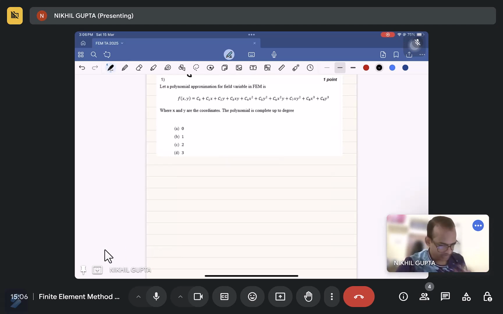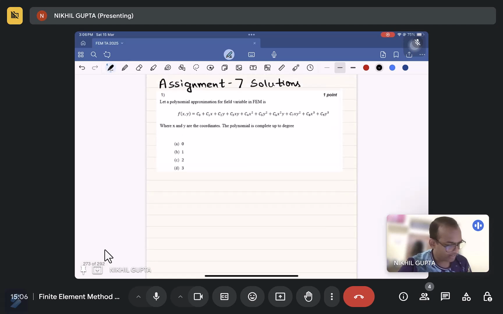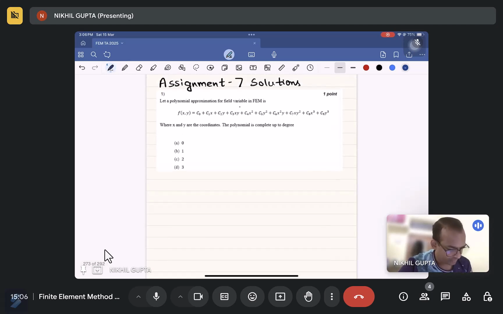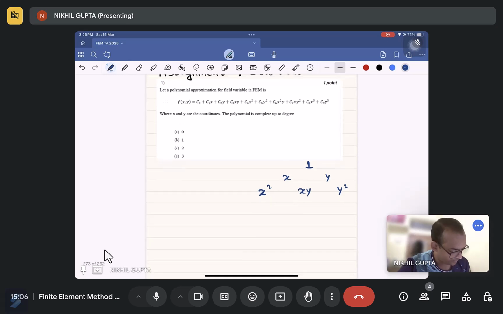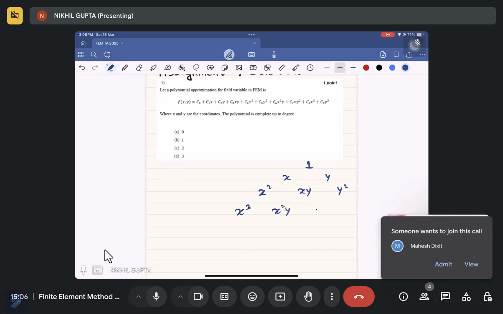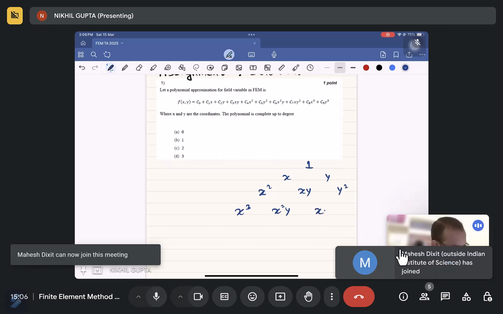It says, let a polynomial approximation for the field variable in FEM be this. How do we have to solve it? We have to make a Pascal triangle which says 1, x, y, x square, xy, y square, x cube, x square y, x y square, and y cube.